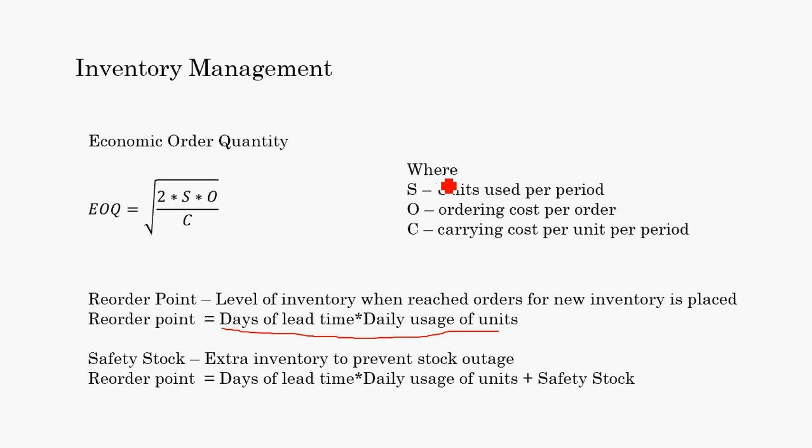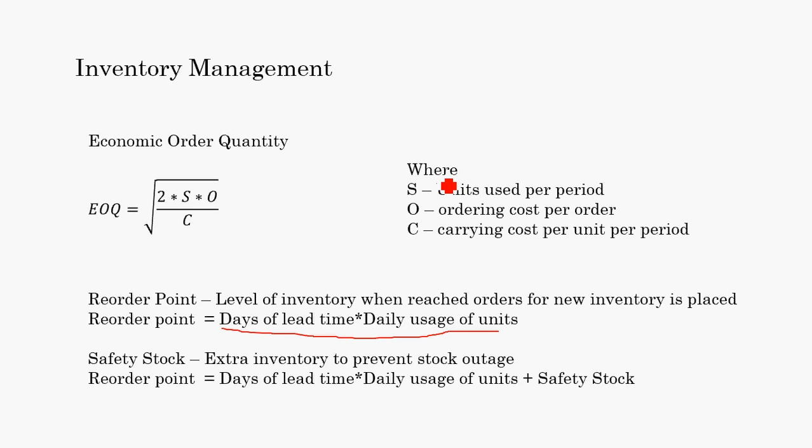Daily usage of units is nothing but how much inventory you are using in 1 day. So if the lead time is 3 days and you're going to use 10 units in a day, when the inventory level reaches 30 units, you will place an order for the new inventory.